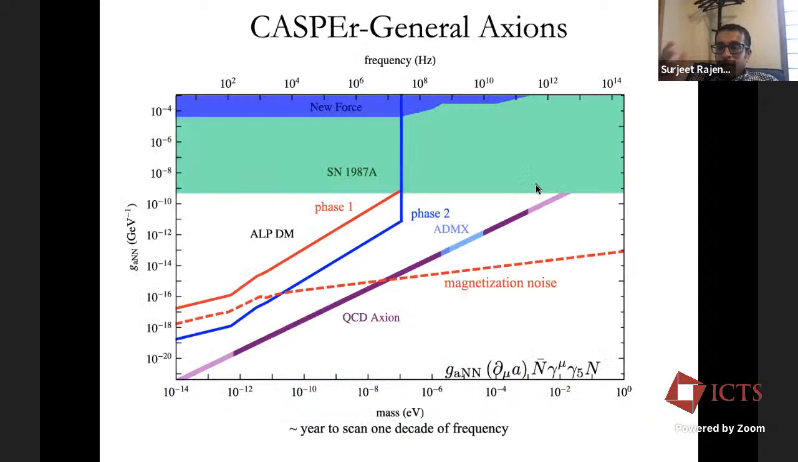So in the interest of time, I'll simply point out that CASPEr has made quite a lot of progress, and we are optimistic that over time, we will be able to cover a significant chunk of parameter space in these dark matter experiments.